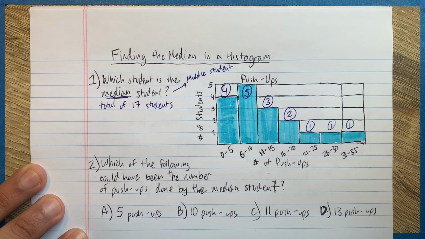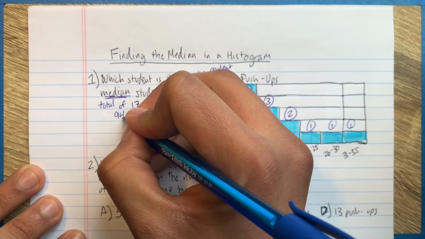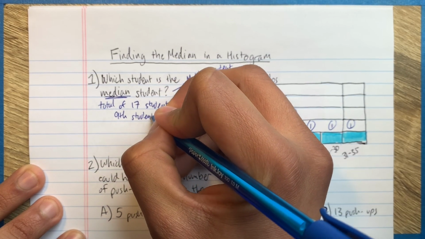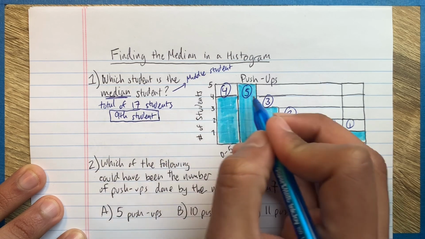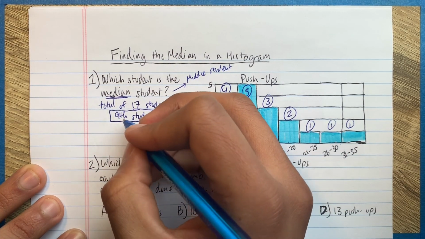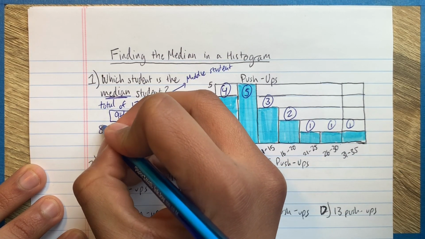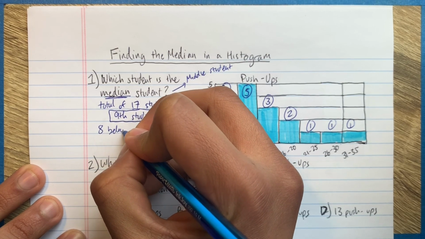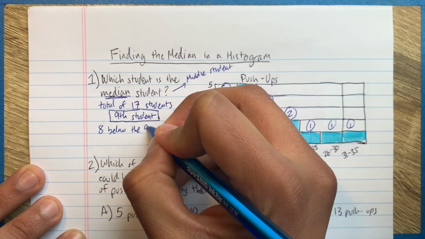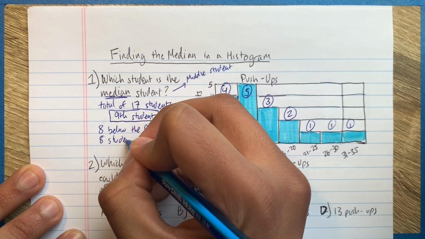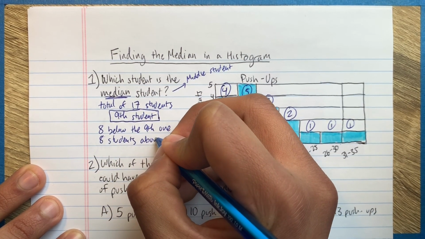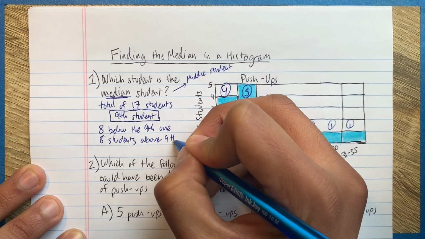Well, the halfway student is going to actually be the 9th student. And the way I know that is because if I were to line up all of these students from least to greatest, there are going to be 8 students below the 9th one and 8 students above the 9th one.